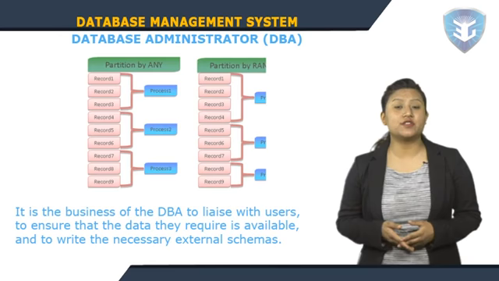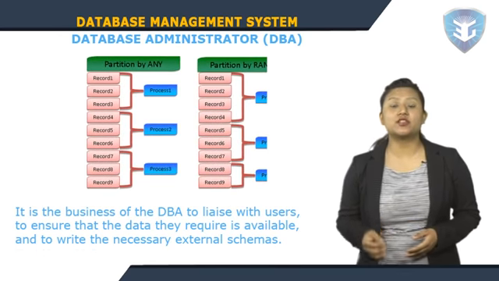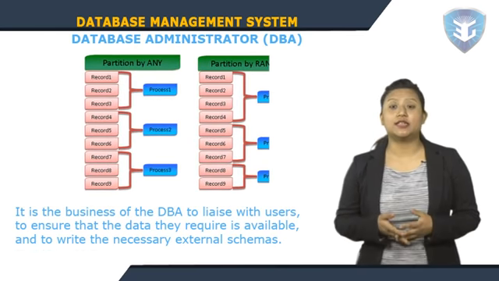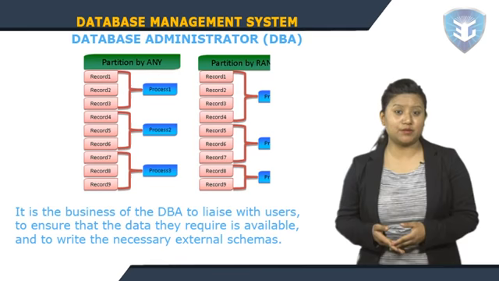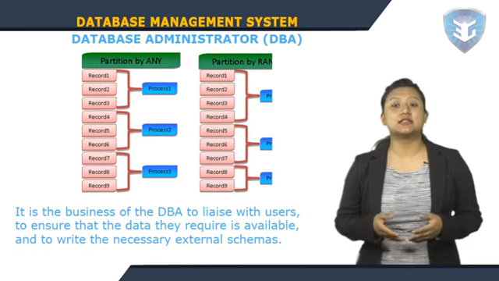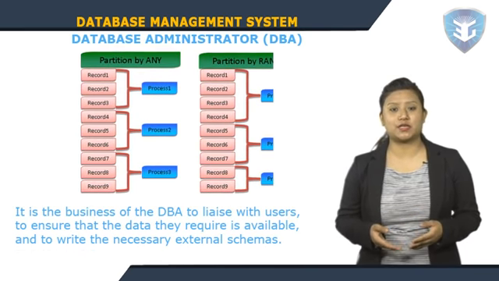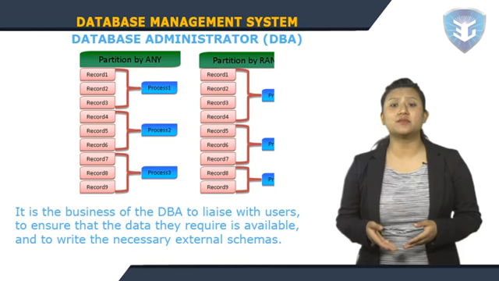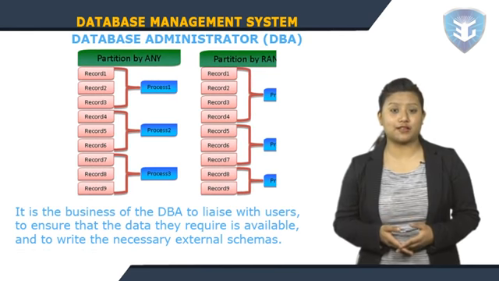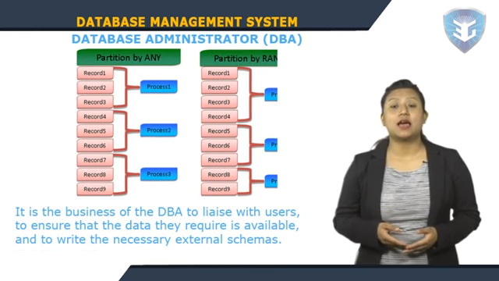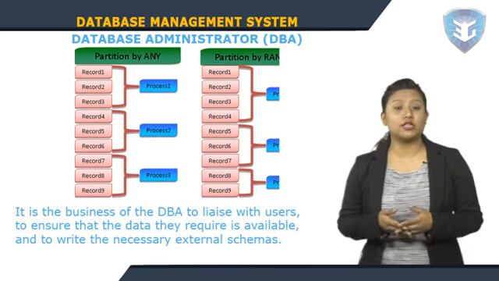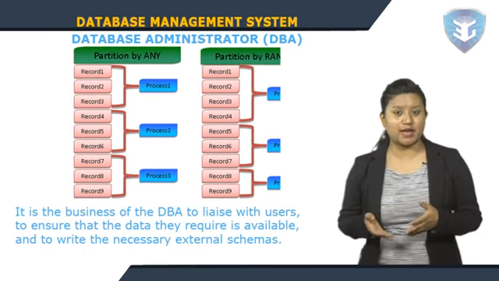It is the business of the DBA to liaise with users to ensure that the data they require is available and to write the necessary external schemas. In addition, the mapping between any given external schema and the conceptual schema must also be specified. In practice, the external DDL will probably include the means for specifying the mapping, but the schema and the mapping should be clearly distinguishable. Authorization checks and validation procedures may be considered as logical extensions of the conceptual schema. The conceptual DDL will include facilities for specifying such checks and procedures.